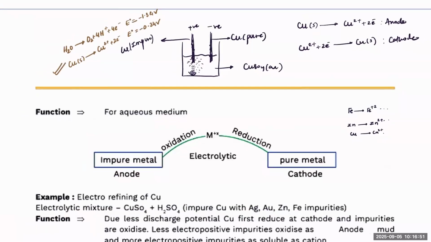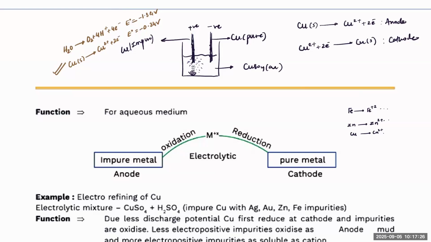Typically, check out copper. Suppose I take copper sulfate aqueous solution and I want to extract pure copper here. What will we do for pure copper? First we will put the cathode as a pure copper metal. The cathode itself is a pure copper metal. Then we take an impure copper metal rod as the anode.